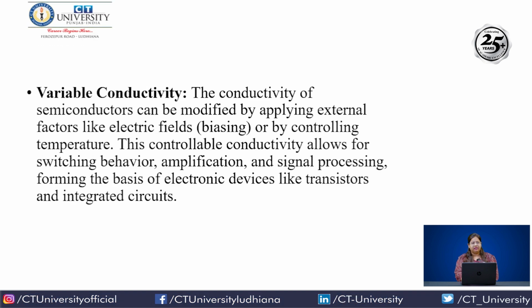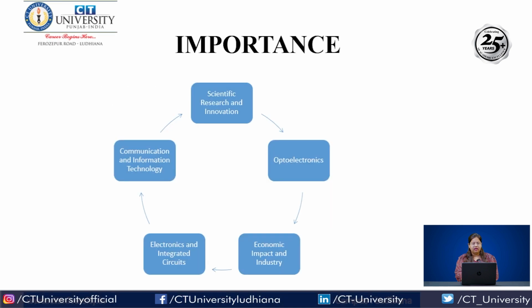Third property which makes it different from conductors and insulators is variable conductivity. The conductivity of semiconductors can be modified by applying external factors like electric field or by controlling temperature. This controllable conductivity allows for switching behavior, amplification and signal processing, forming the basis of electronic devices like transistors and integrated circuits.